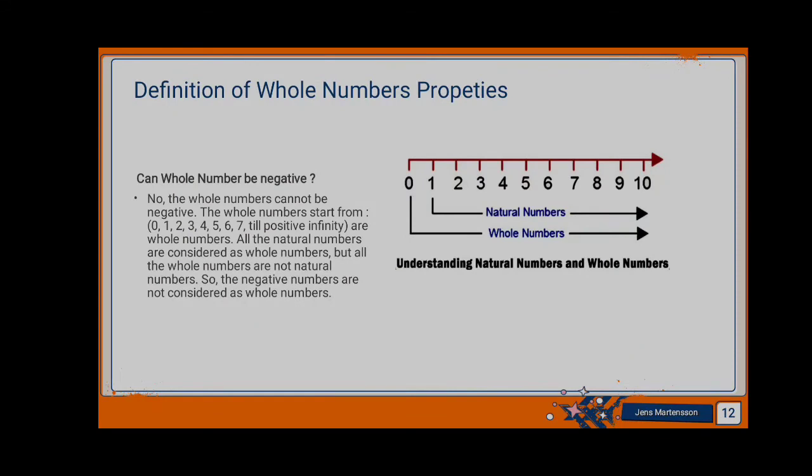Can whole numbers be negative? No, the whole numbers cannot be negative. The whole numbers start from 0, 1, 2, 3, 4, 5, 6, 7 till positive infinity. All the natural numbers are considered as whole numbers, but all the whole numbers are not natural numbers. So the negative numbers are not considered as whole numbers.